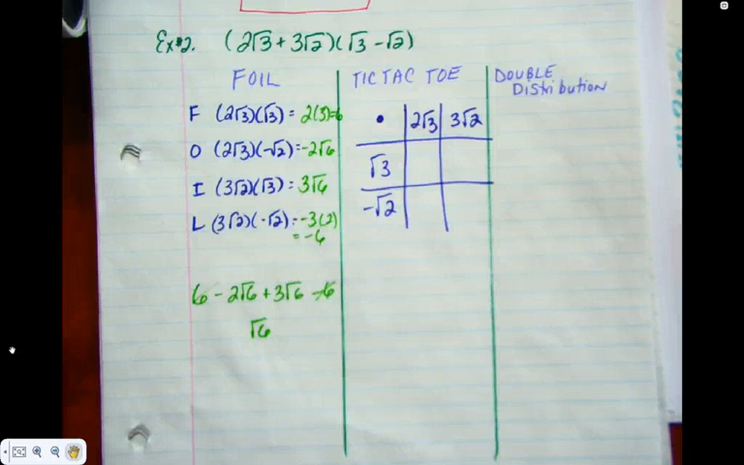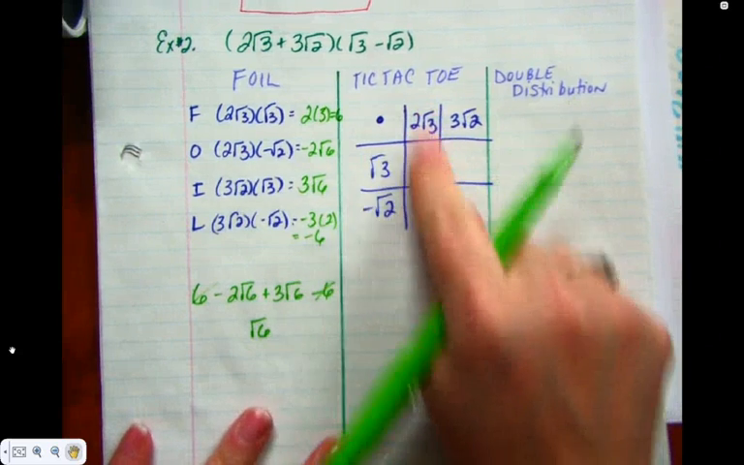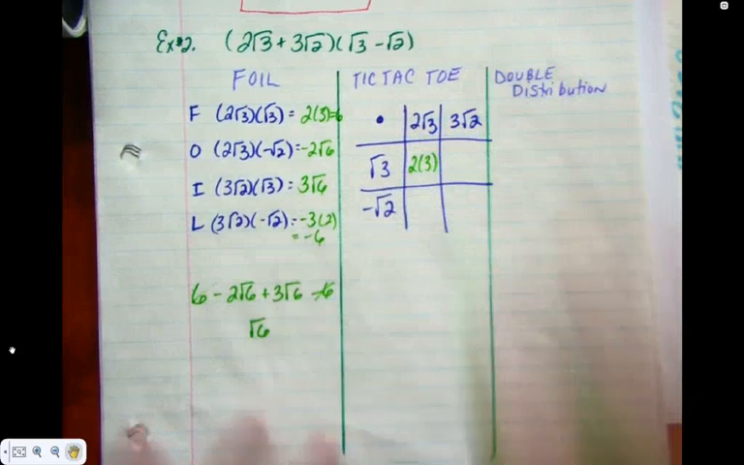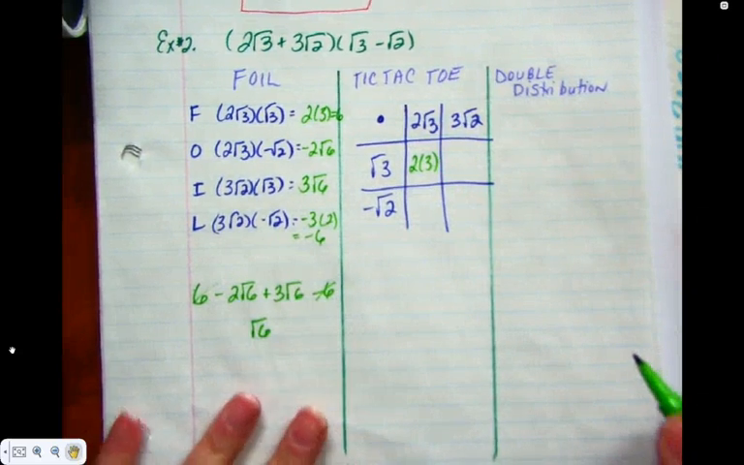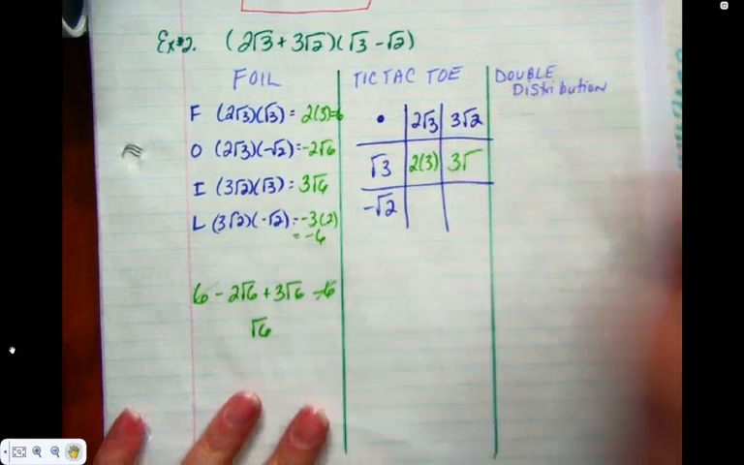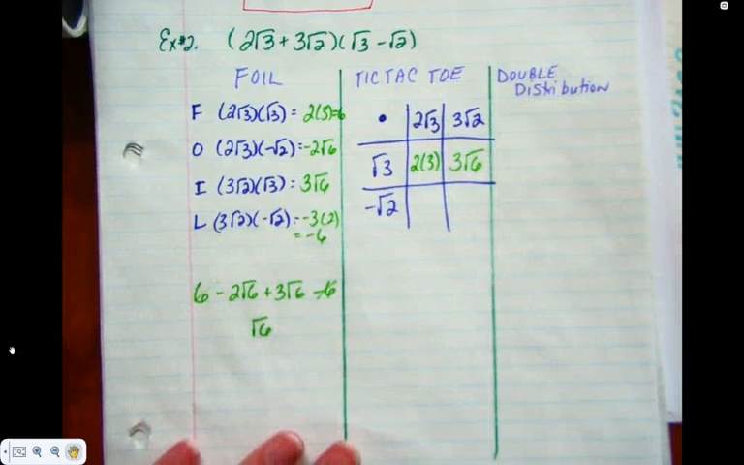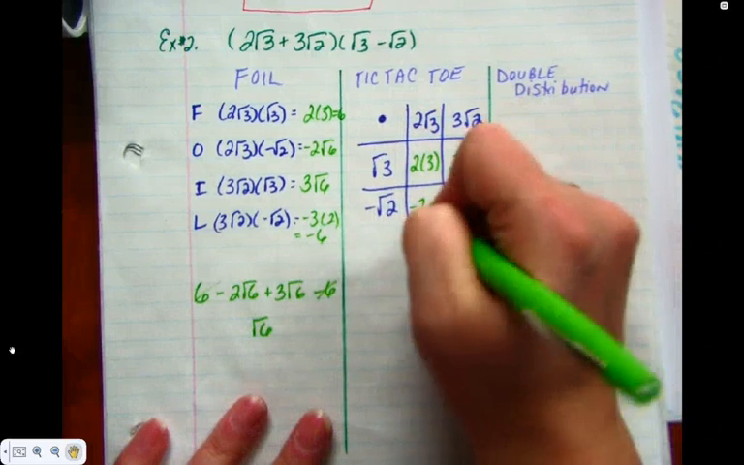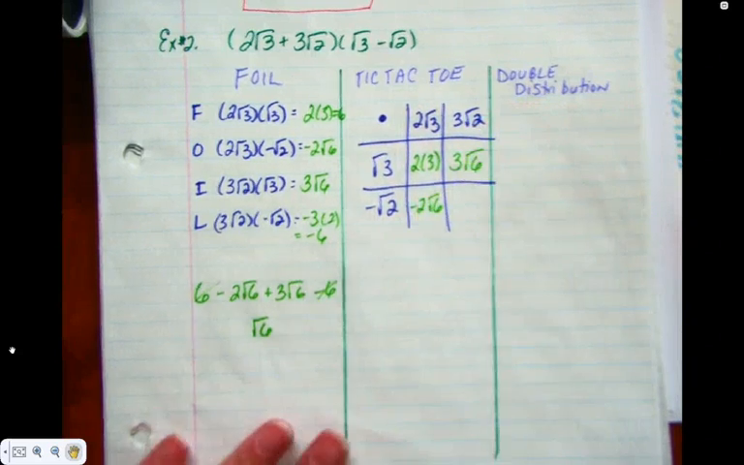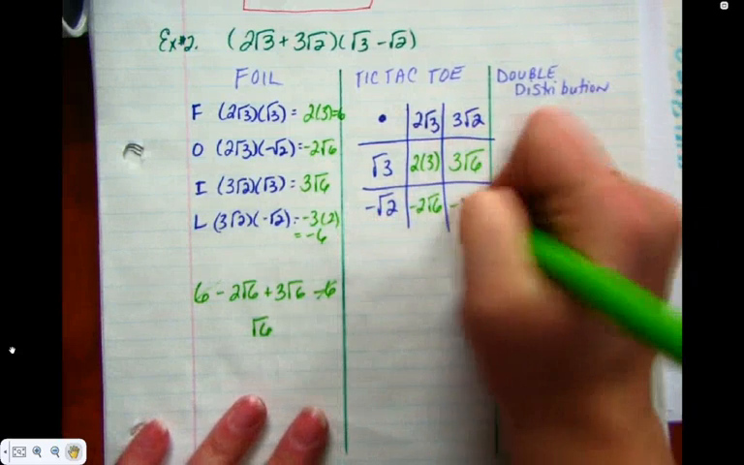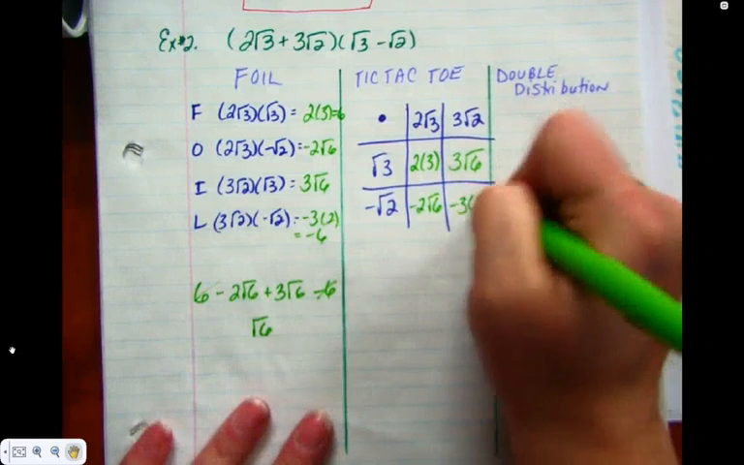Then I always like to change color because I'm a color person. And all I'm going to do is multiply the intersections. So 2 times imaginary 1 is 2. Root 3 times itself is 3, and I'll simplify that in a second. 3 times imaginary 1 is 3. Root 3 times root 2 is root 6. 2 times negative 1 is negative 2. Root 3 times root 2 is root 6. And the last box, 3 times negative 1 is negative 3. Root 2 times itself is just 2.